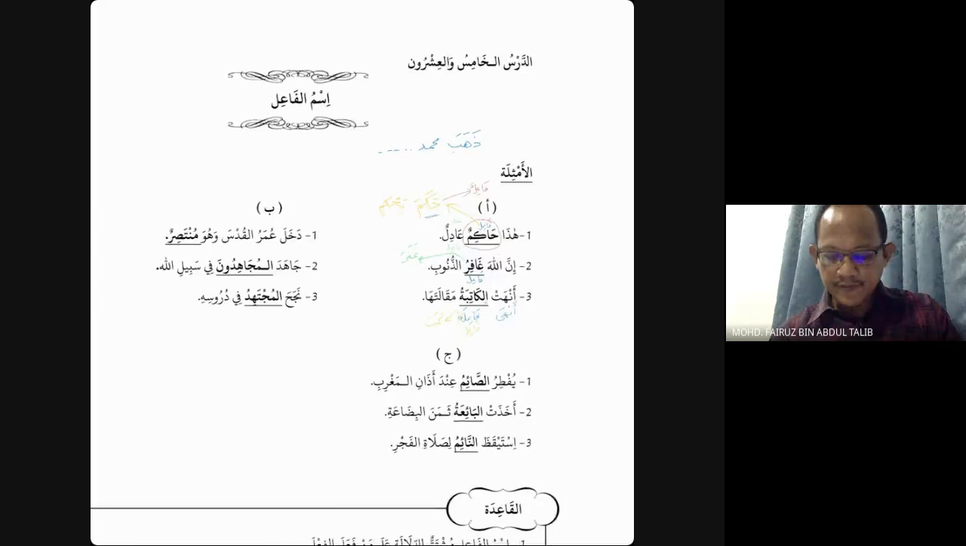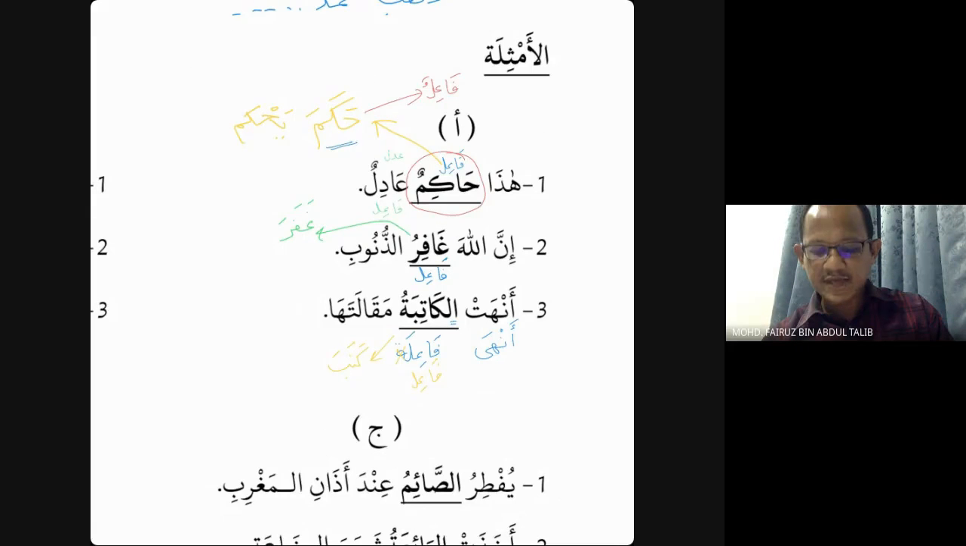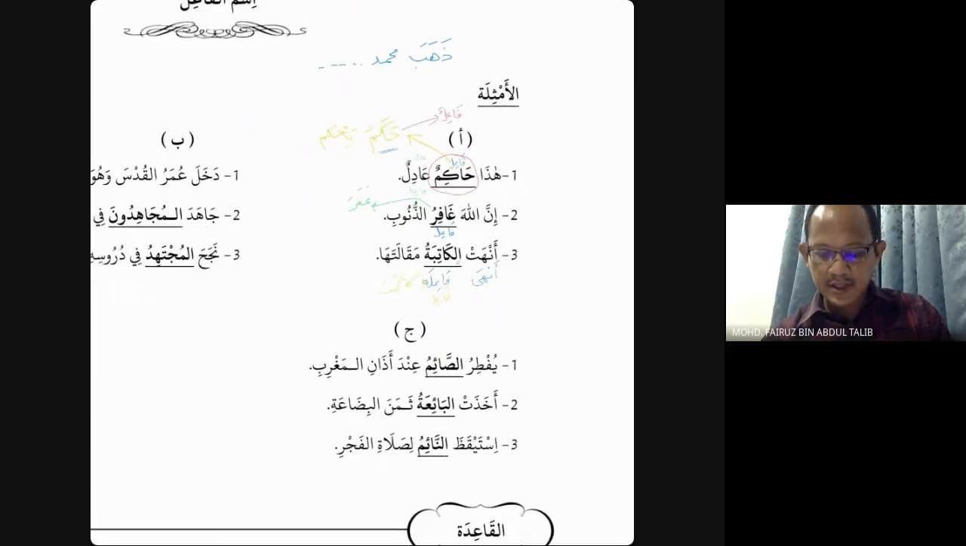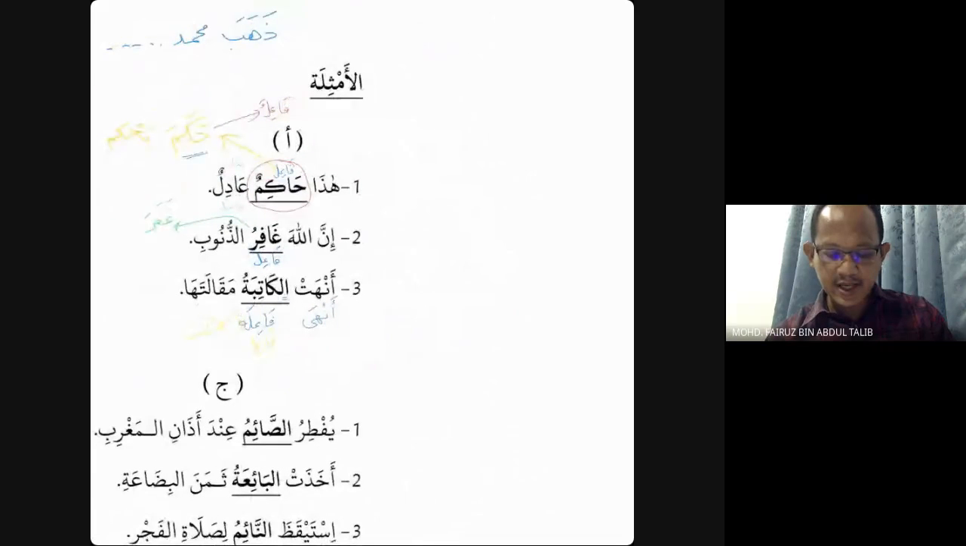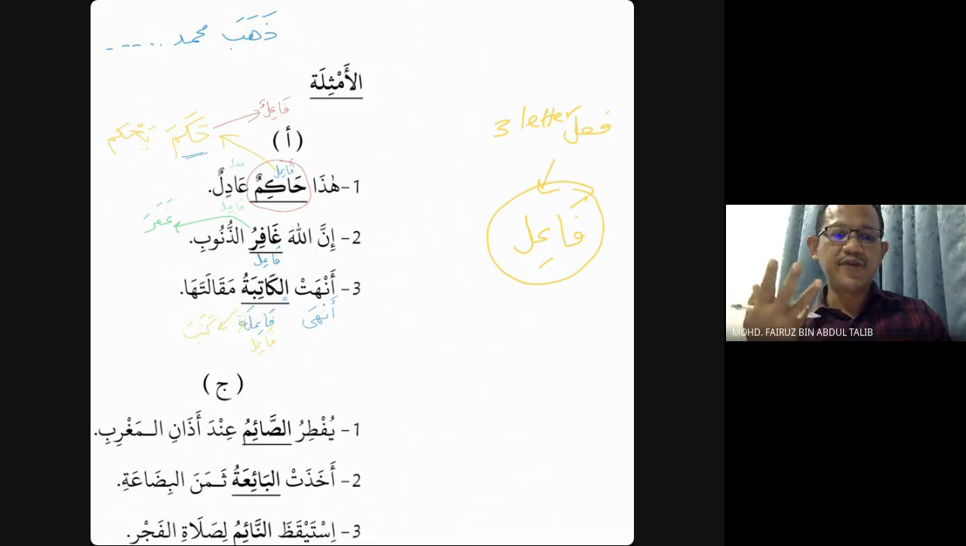If you notice, all of the verbs that we use in group 1 are 3-letter verbs. Hakama, correct? Yes. Ghafara, 3-letter verb. And also kataba, 3-letter verb. So what is the rule? What is the grammar rule here? The grammar rule says that if the fi'il, the verb, is 3 letters, then the isim fa'il follows the wazan of fa'il. So you simply change the word from the fi'il to fa'il. That's all, done. For a 3-letter fi'il, it's very simple. You just change the wazan to fa'il, then you get what we call the isim al-fa'il. So that is what we learned in group 1.